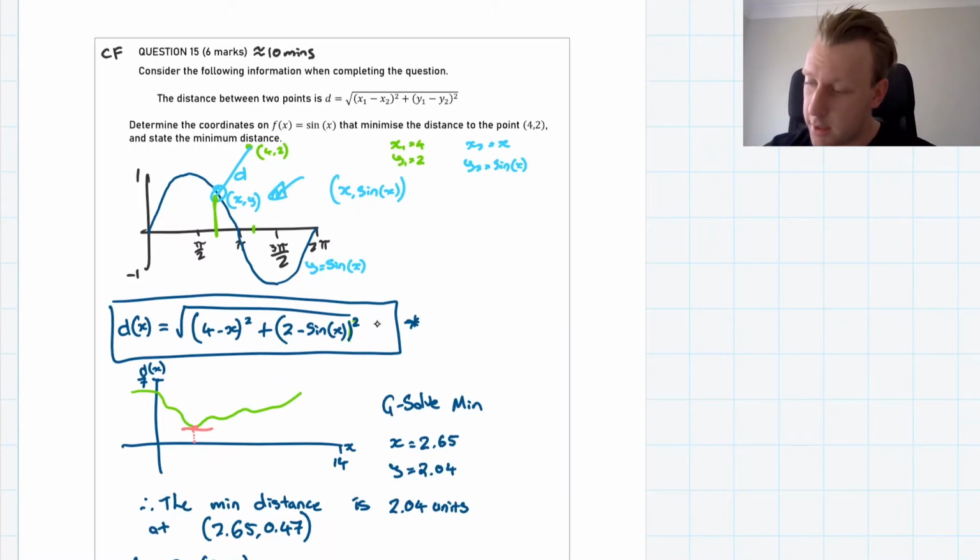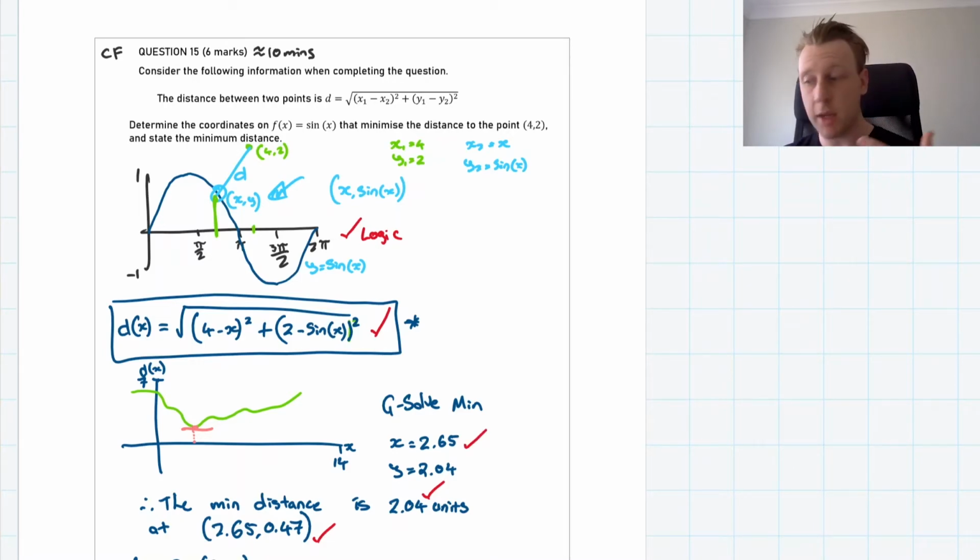Okay, so this is worth 6 marks. You're going to get a mark for coming up with the expression. You're going to get a mark for showing some illustration of what's going on there. Okay, that's our logic mark. You're going to get a mark for evaluating this y value, a mark for stating the distance in words, and a mark for giving the coordinates. Which then gives you 1 mark left for coming up with that minimum.